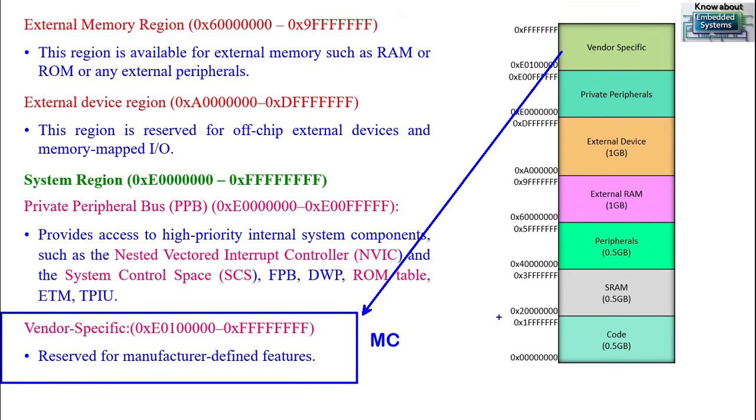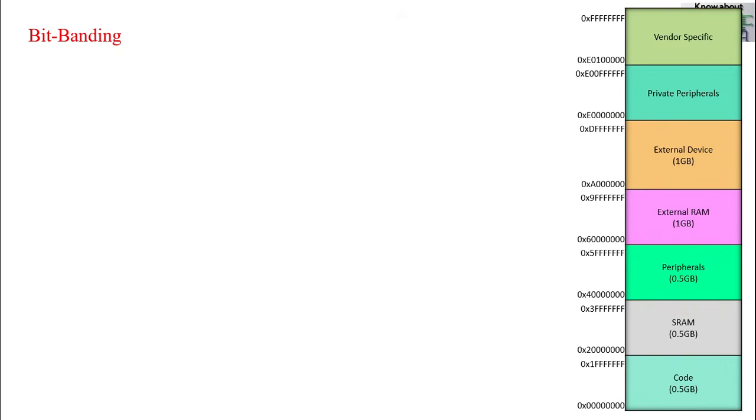Segmentation fault errors may occur whenever you violate memory rules and regulations. Okay, so with this, let us move to one more small topic called bit banding. So what is this bit banding? It's a very straightforward definition. This is nothing but bitwise operations.